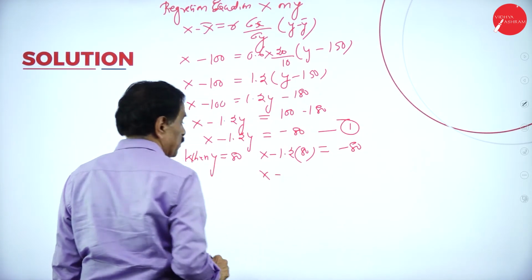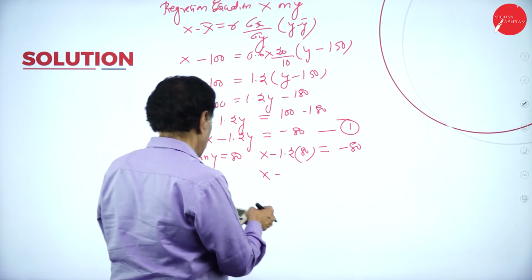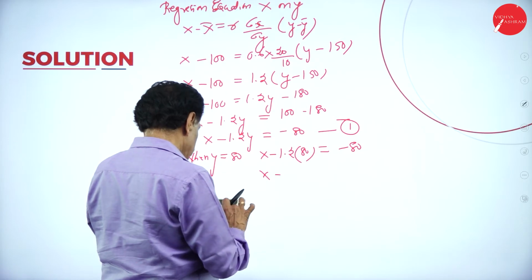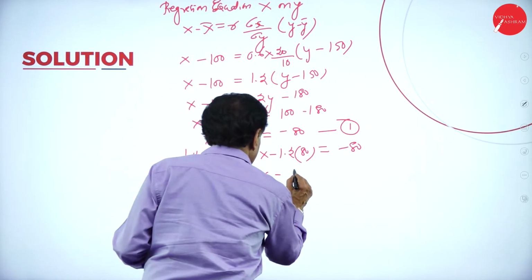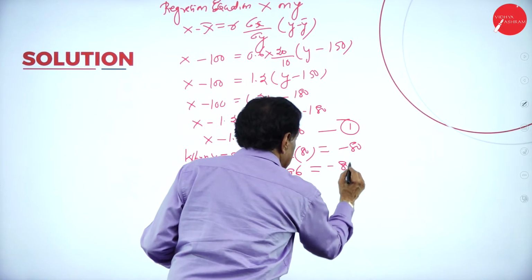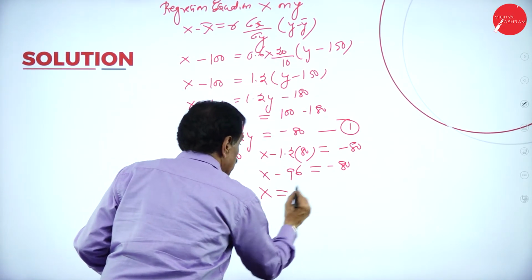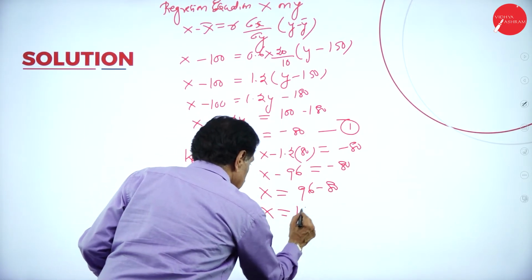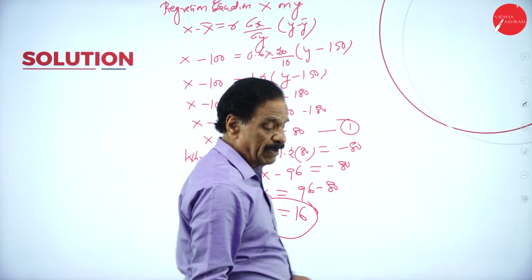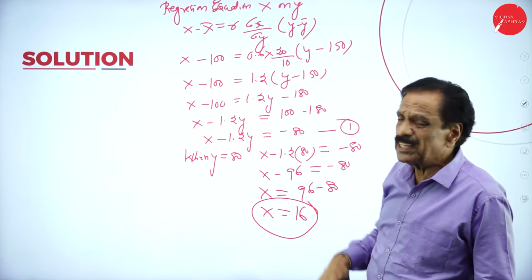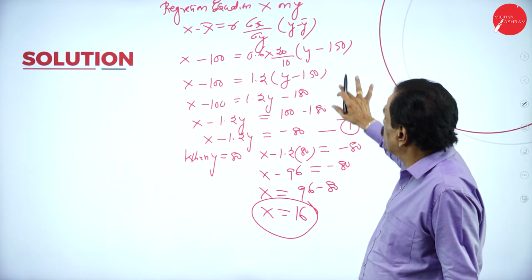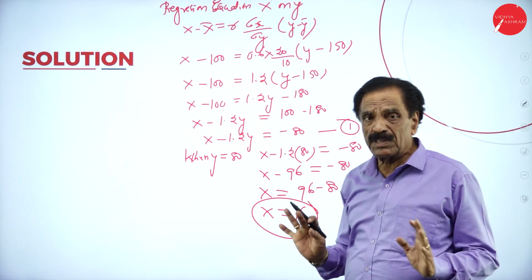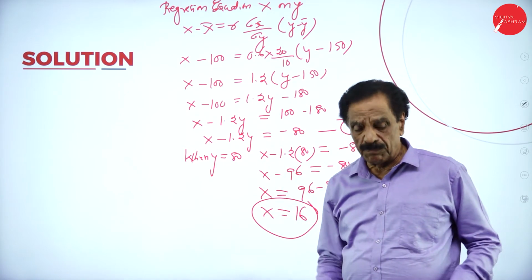X minus 1.2 into 80, which is 96, is equal to minus 80. X is equal to 96 minus 80. X is equal to 16. That is the value I found out. Same thing we did in the last problem also. Slowly you apply the formula. Only thing here, you must have patience. Slowly we can apply.